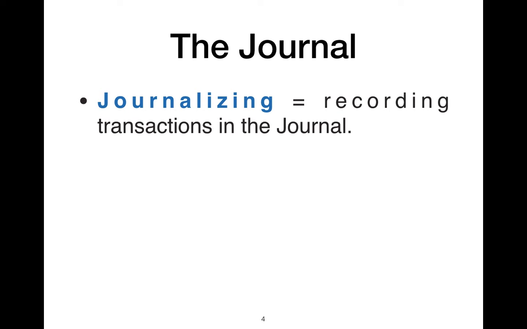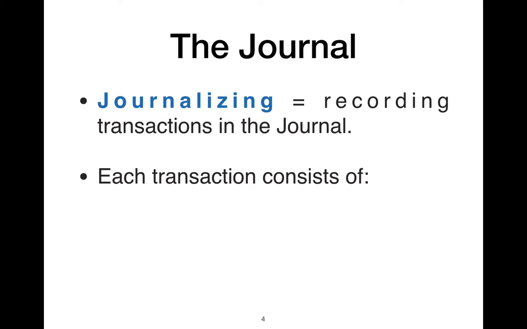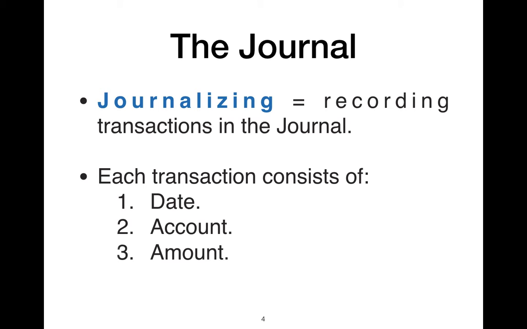When we enter transactions in the journal, we are journalizing. A complete entry in the journal must include the date of the transactions, the accounts, the amount to be debited or credited, and finally, a brief explanation of the transaction. Okay, now let's have two examples and then see how they are recorded in the journal.